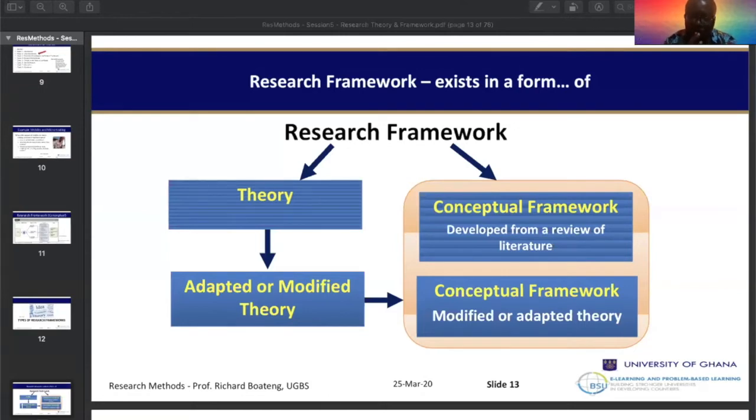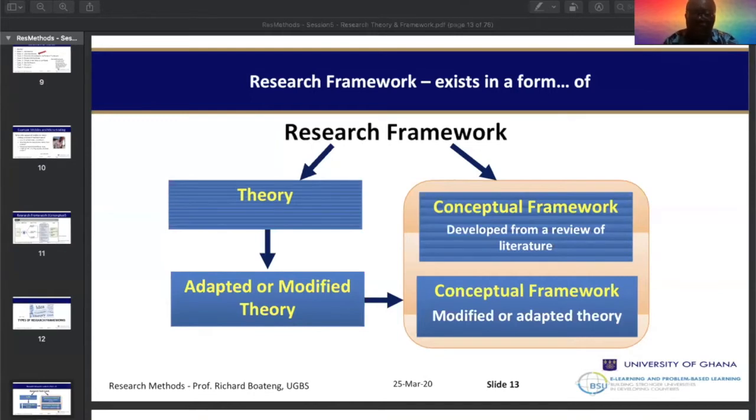So let's look at the research framework very well. Now, what it means is that studies have a research framework, but it can be inspired by theory or it can be inspired by a combination of reading literature. That's all I wanted to establish today.